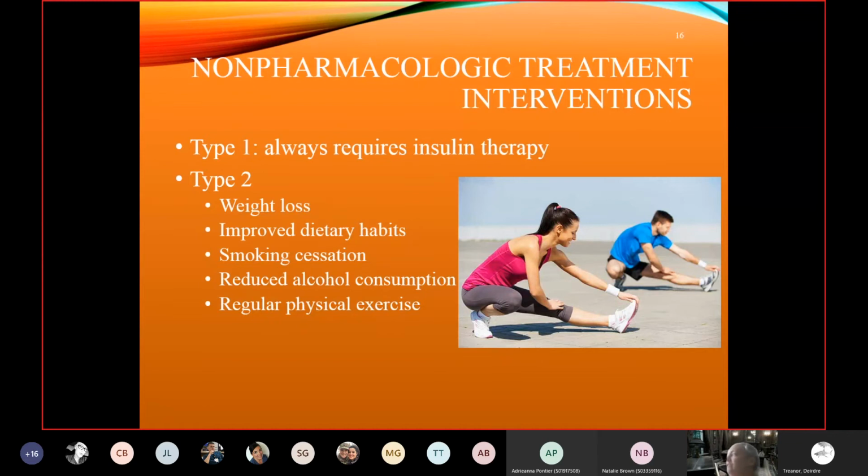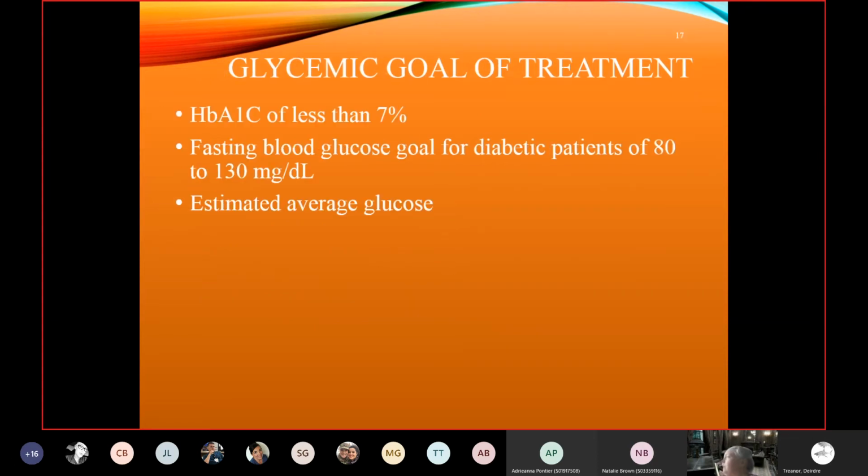Weight loss, improving their diet habits, not smoking, alcohol. Alcohol is full of sugar. And then regular exercise. All those things can be done non-pharmacological, and that's usually where you start. And you'd like your patients, even if they have to go on orals, to even use non-pharm interventions if possible. So the glycemic goal of treatment is an A1C less than 7.